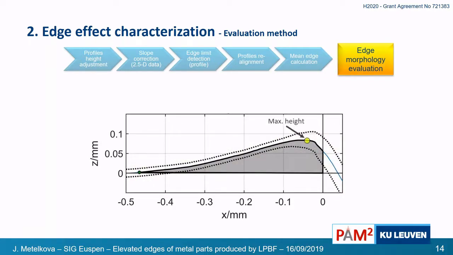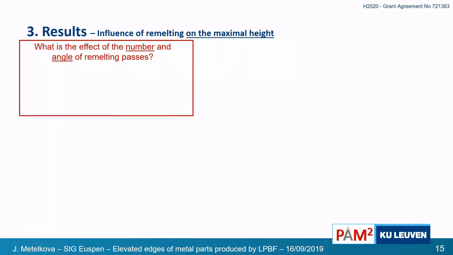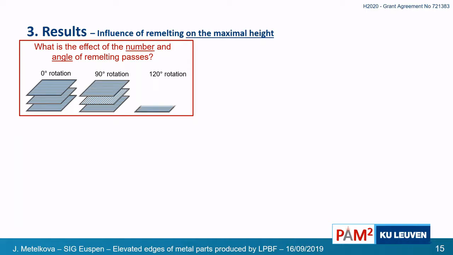then assessed. So we decided to assess in the beginning 3 basic parameters, which is the maximum height, then the edge length, and the edge volume. So now the question is, how does the number of remelting passes and the rotation angle between the remelting passes, how does it influence the edge morphology? What do I mean by the rotation angle? I mean whether the scan vectors are parallel or with a 90 degrees rotation or 120 degrees rotation.